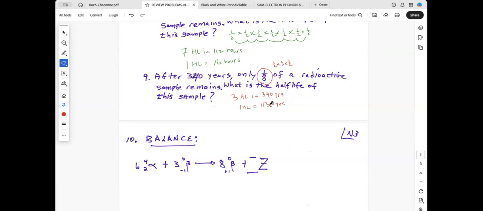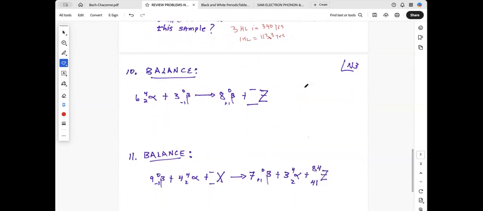I meant to put 240. 240 would have made it even 80 years, but that's okay. All right, that you know how to do that. All right, now we do the balancing.